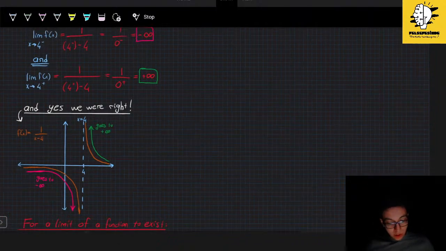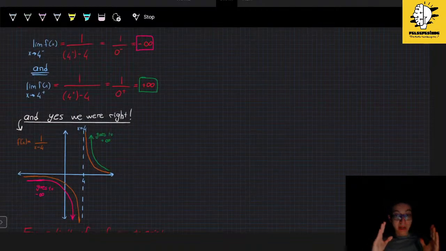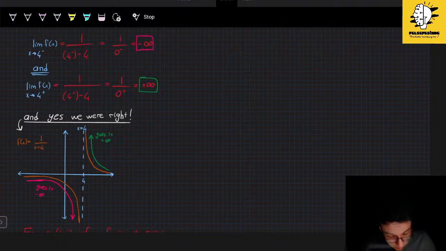And the same thing for our green color coding. We said x goes to 4 plus, meaning from the right, let's follow our green line along the orange line, and we go to positive infinity.